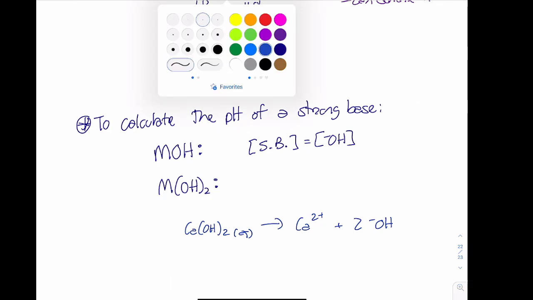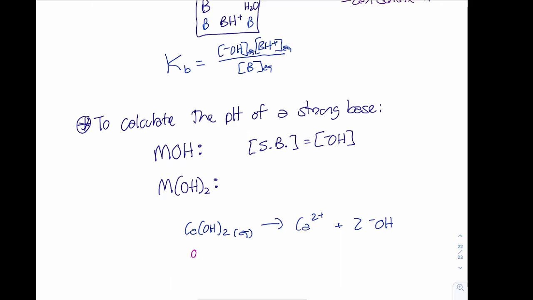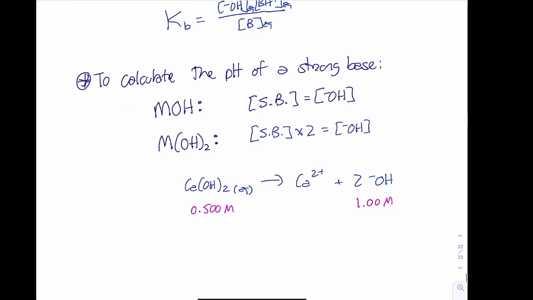So in this case, using numbers again, if this was 0.500 molar, this is actually going to be 1.00 molar, right? I have twice as much. So whatever the concentration of my strong base is, I need to multiply that by 2, and then that's going to give me my concentration of hydroxide ions. If I had 0.200 molar of this, because it's a 1-to-2 ratio, I'm going to have to multiply that by 2 to get my concentration of hydroxide ions.